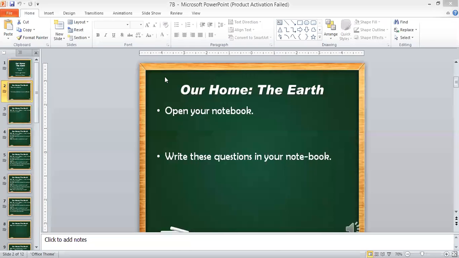So we are going to start the lesson. Everybody should open the notebook. Now I'm going to show you the questions and answers. You have to write this in the notebook. But remember, what you have to do first, you have to write the name of the chapter on the top of the page, and you have to write the date on the left side.